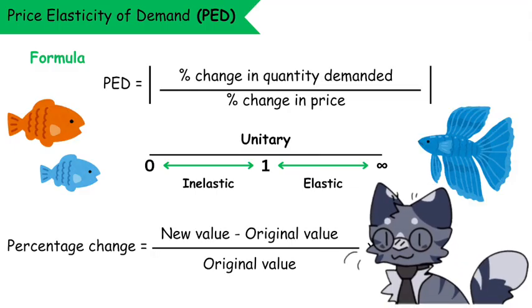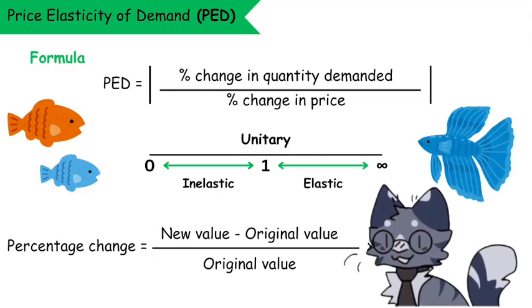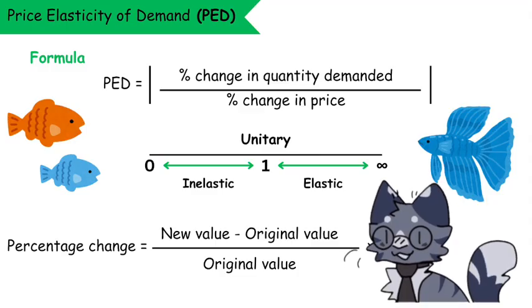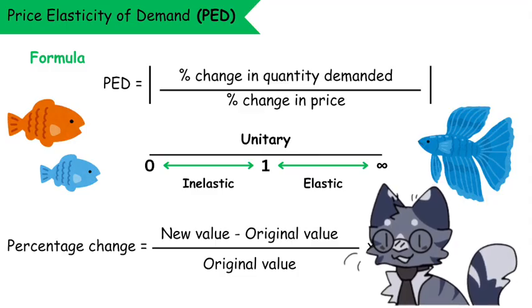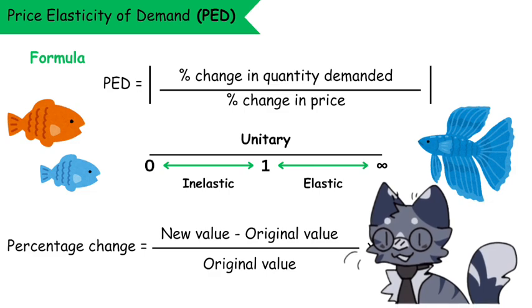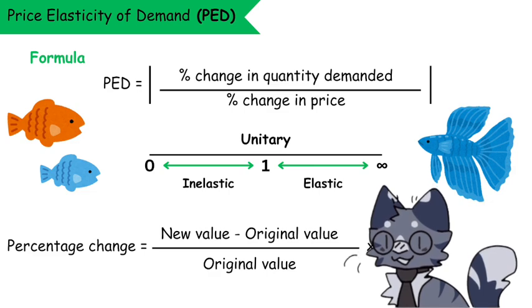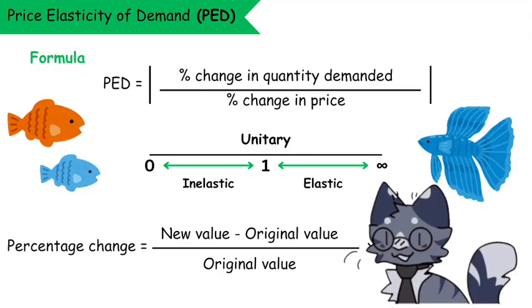So, how can you really remember this? To help you remember these ranges, I want you to visualize this on a number line. Here is a number line, and as you can see, the values between 1 and infinity are elastic, and the values between 1 and 0 are inelastic.